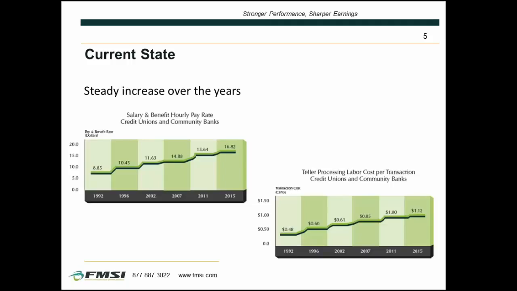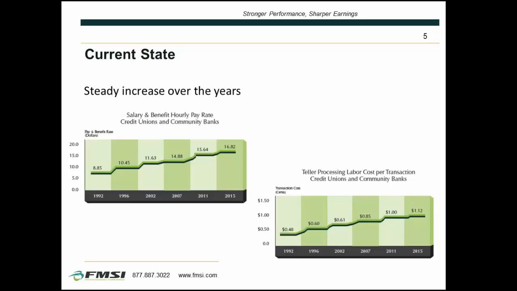To begin our conversations, we'll spend just a few minutes framing why this topic is of such importance to many organizations today. If you take a look at the screen, you will see a couple different trend charts that tell a story about what has taken place around the cost of service delivery in retail branches over the last 20 years. According to the FMSI Tellerline study, there's been a 90% increase in salary and benefit rates during this time period, but a 133% increase in the unit labor cost per transaction since 1992.